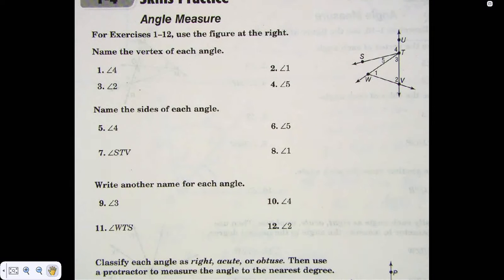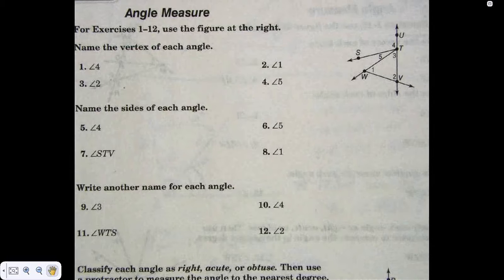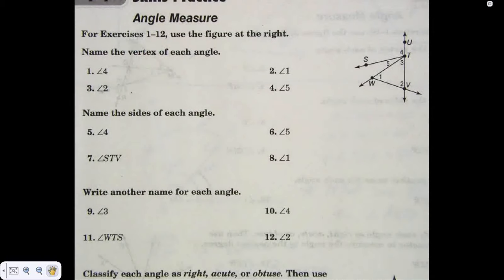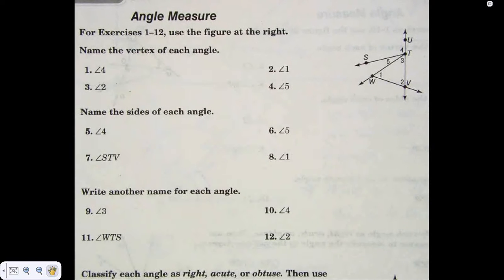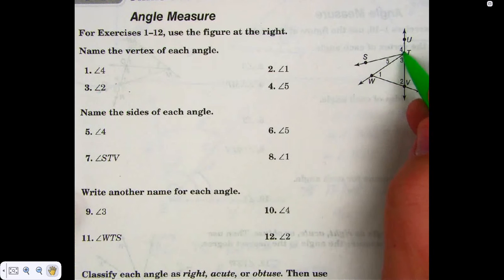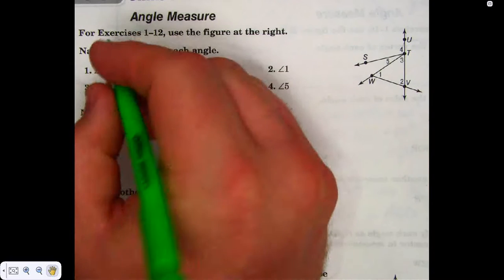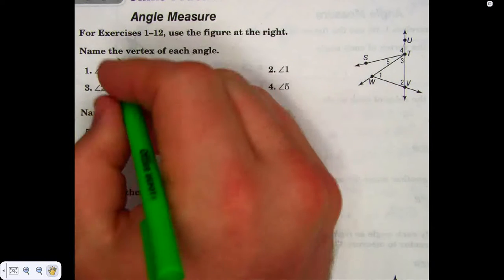Okay, looks like we're referring to this picture, aren't we? Well, name the vertex of each angle. Angle 4. What's the vertex of angle 4? Vertexes are points. So how should you write that answer? As a point. Just a capital letter.